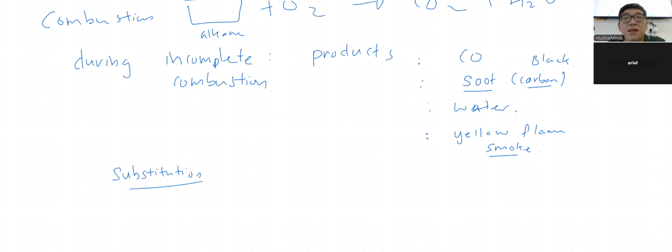For example, they will give you methane with chlorine. What product can you possibly get? And what is the condition? They will always ask for that somewhere.